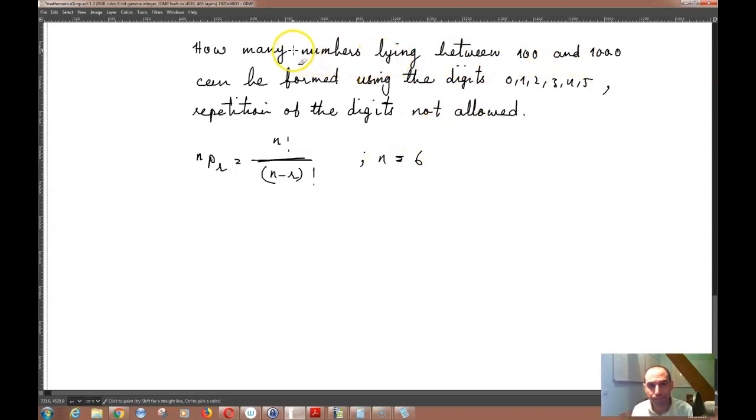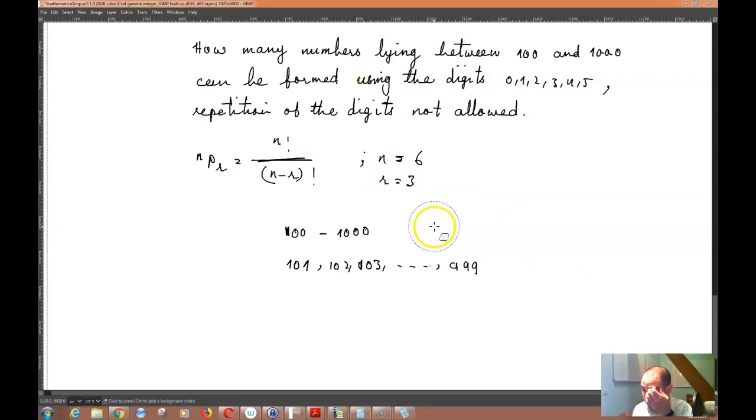I know that my numbers are between 100 and 1000. So the numbers go from 101 all the way up to 102, 103, all the way up to 999. All of these numbers are 3-digit numbers. So that means that r is equal to 3.